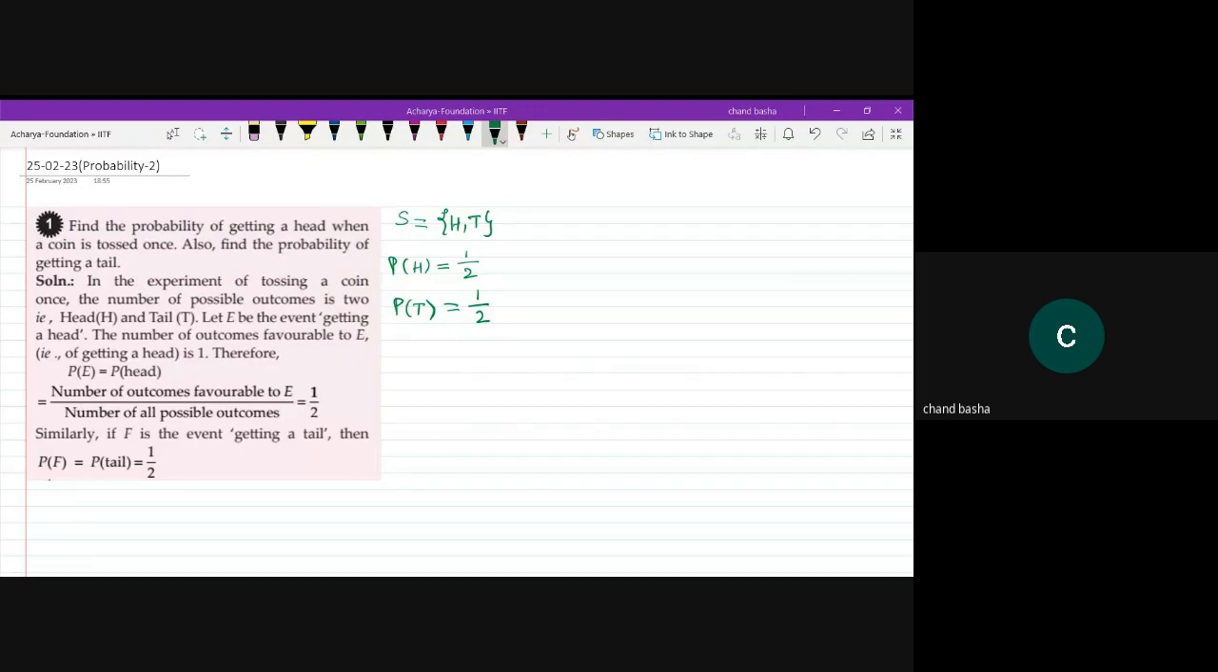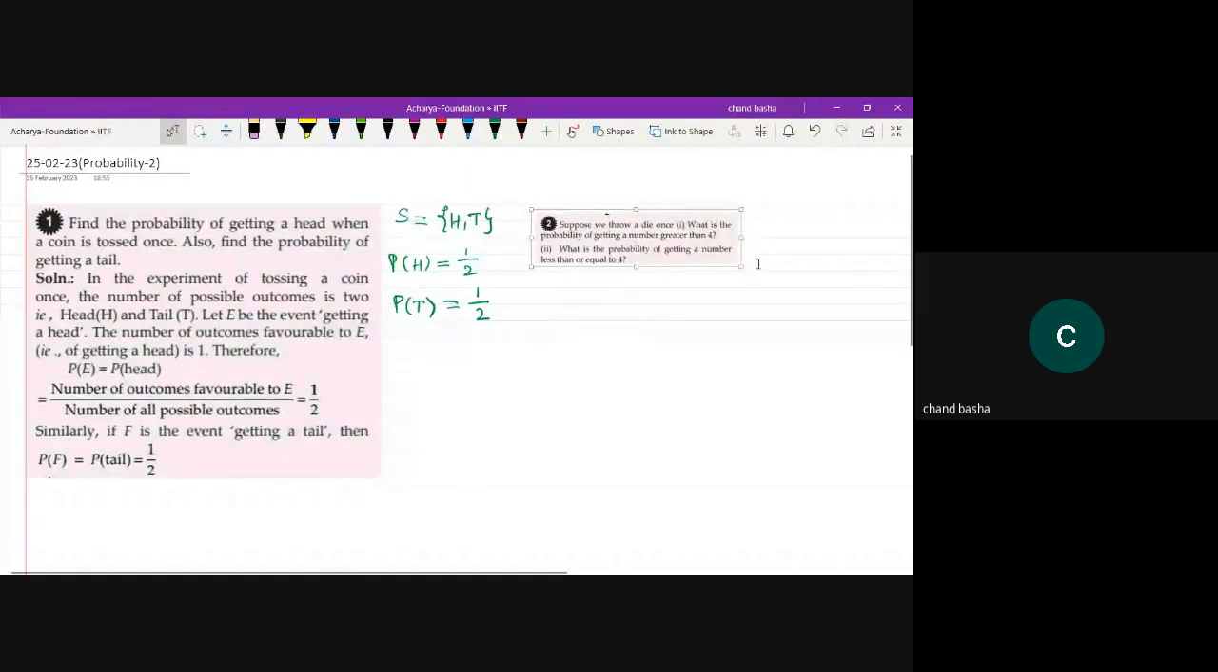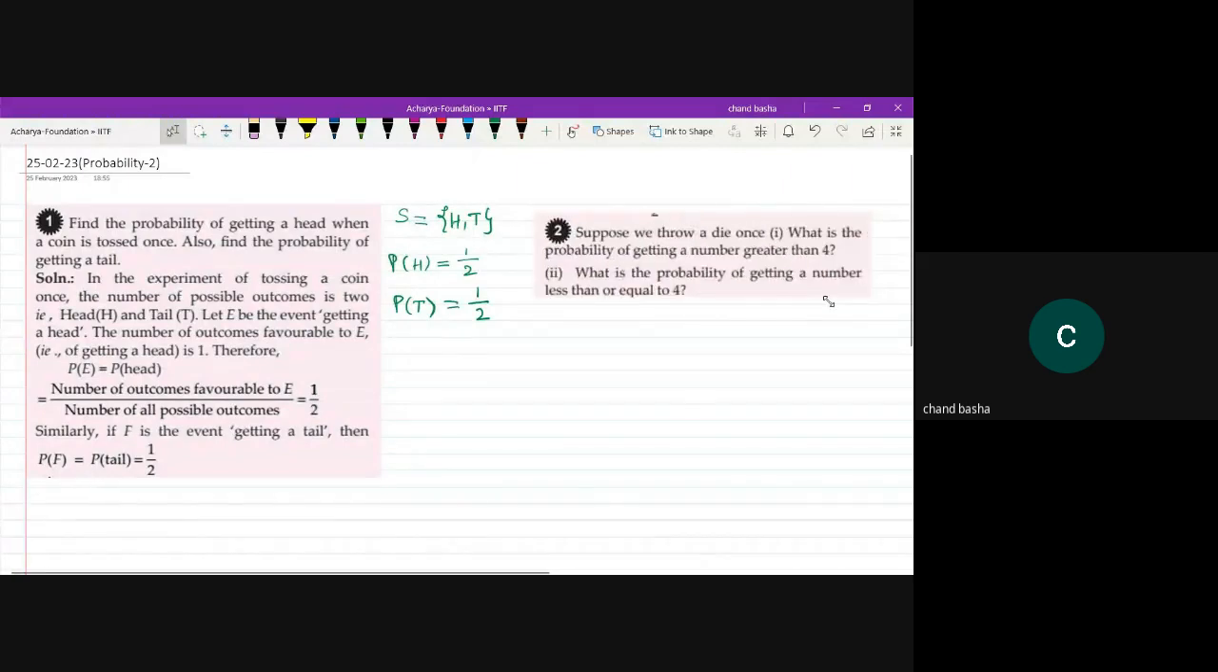We'll go for the next question, next problem. Hope we can understand the next question. Problem number 2. Suppose if I'm throwing a die, what are the possible outcomes? The number of possible outcomes are 6. Let's observe the given question carefully and try to give the correct answer.